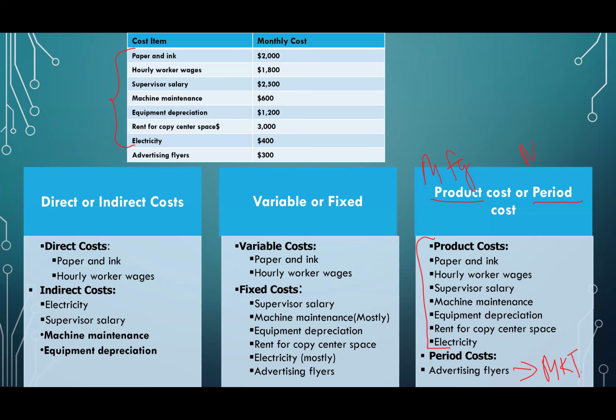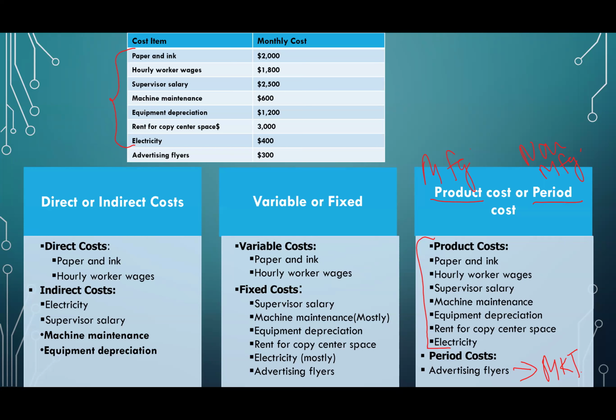Period cost means non-manufacturing cost. Different terms are used, but in case the word product or period is a little less clear, you can decide by asking whether it is a manufacturing cost or non-manufacturing cost. Once again, before we end, what is the goal here? We are trying to understand how different cost classifications will help managers make better decisions.